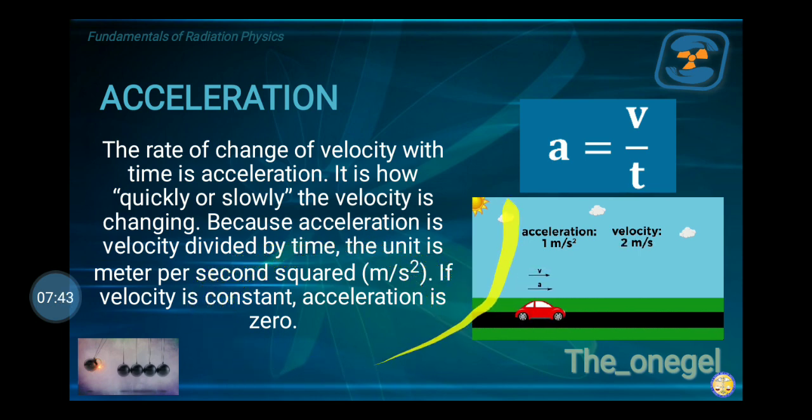Technically, again, acceleration is the change of velocity over time. So if the velocity is constant, there is no change in velocity, meaning the acceleration is zero. Let me repeat: acceleration, again, is the change in velocity.